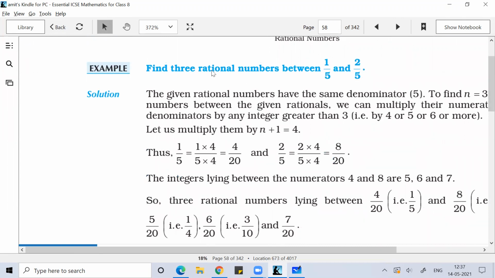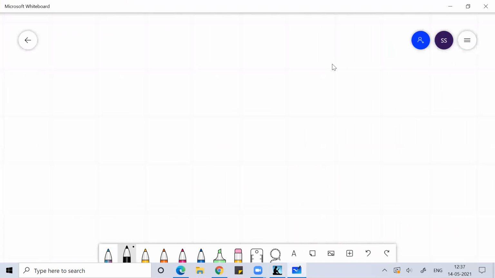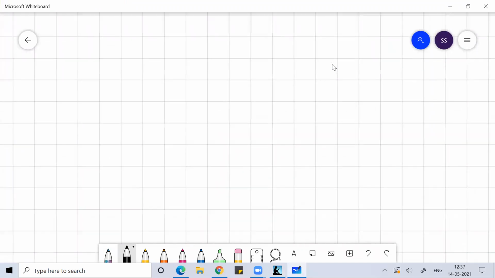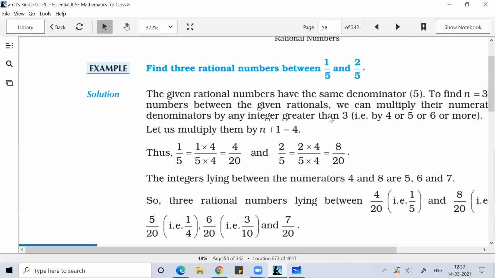3. So if you want 3 rational numbers, then 3 plus 1. What is 3 plus 1? 4. Multiply 4 with both numerator and denominator. That is what I told you. If you multiply 4 with both numerator and denominator, you will get 4 by 20 and 8 by 20.